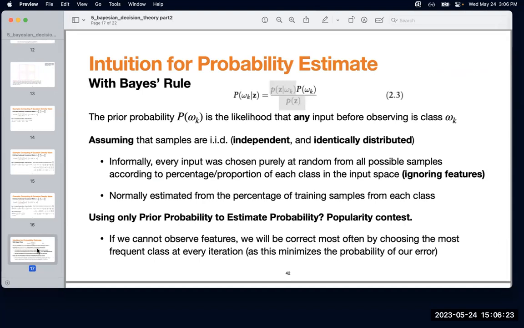So back to the main topic of how we estimate the probabilities. Let's begin with the prior. So the prior is that P of omega K that we have here. So this is just the Bayes rule that we have seen before. And before, I believe I have used X, and I can recall some other symbol for the input and some other symbol for the classes. I think I used C, right?